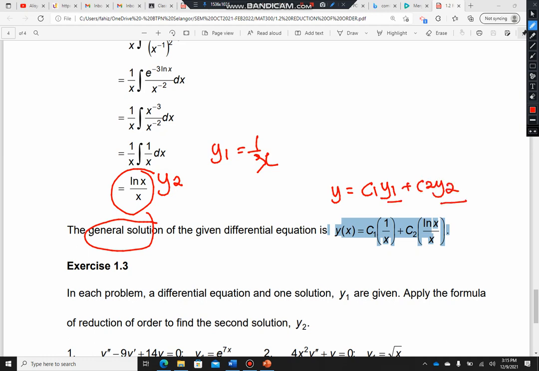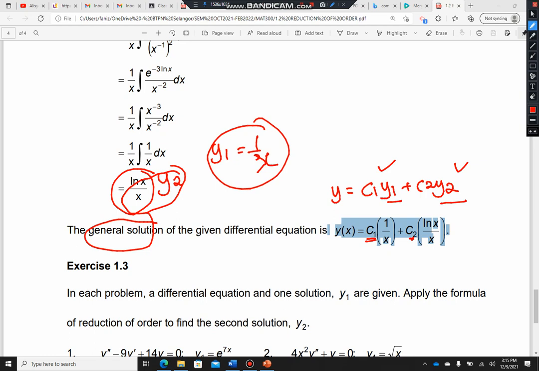So gantikan Y1, this one is Y1, and then this is your Y2. Gantikan, and then kekalkan C1 and C2. Kecuali dia ada initial value, initial condition, so just masukkan nanti nilai C1 and C2.